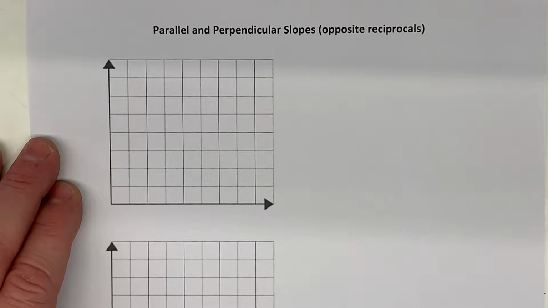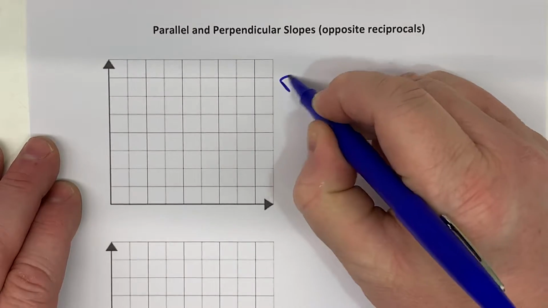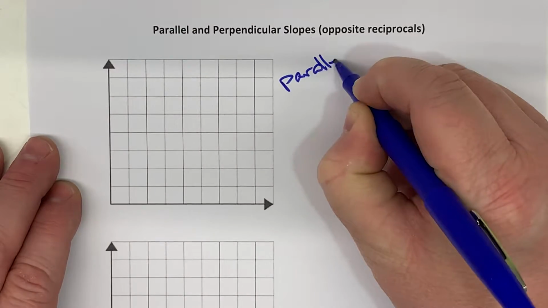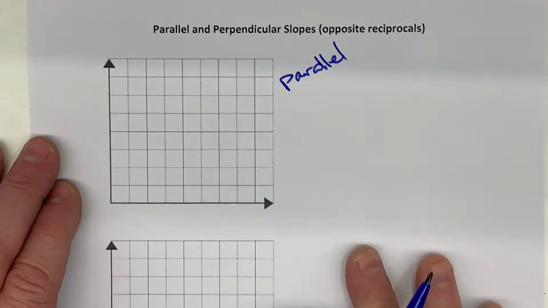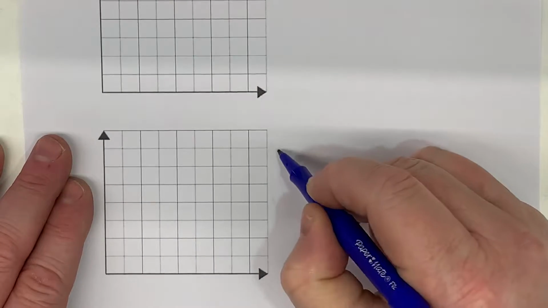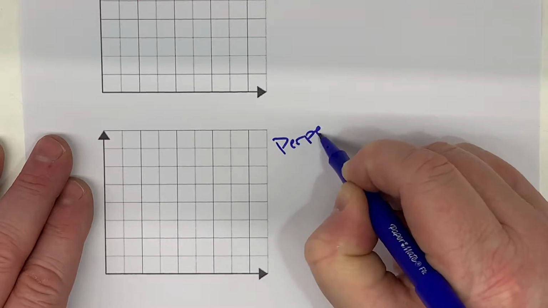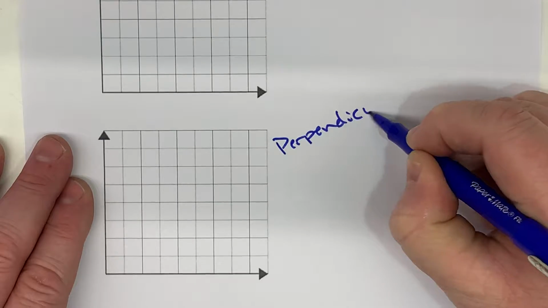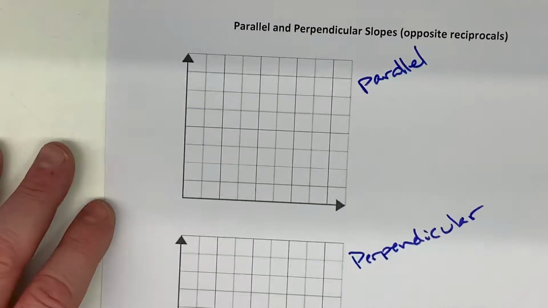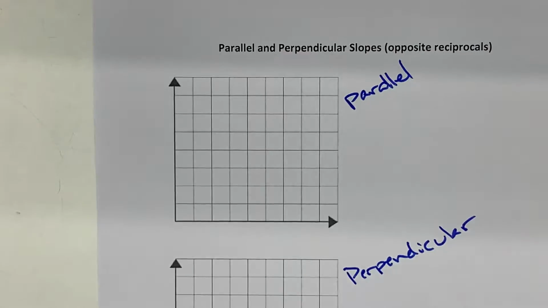All right, this is a fun one. So we have parallel and perpendicular slopes. This first one I'm gonna do parallel. The second one down here, we're gonna look at perpendicular. All right, so parallel, I'm gonna draw two parallel lines.